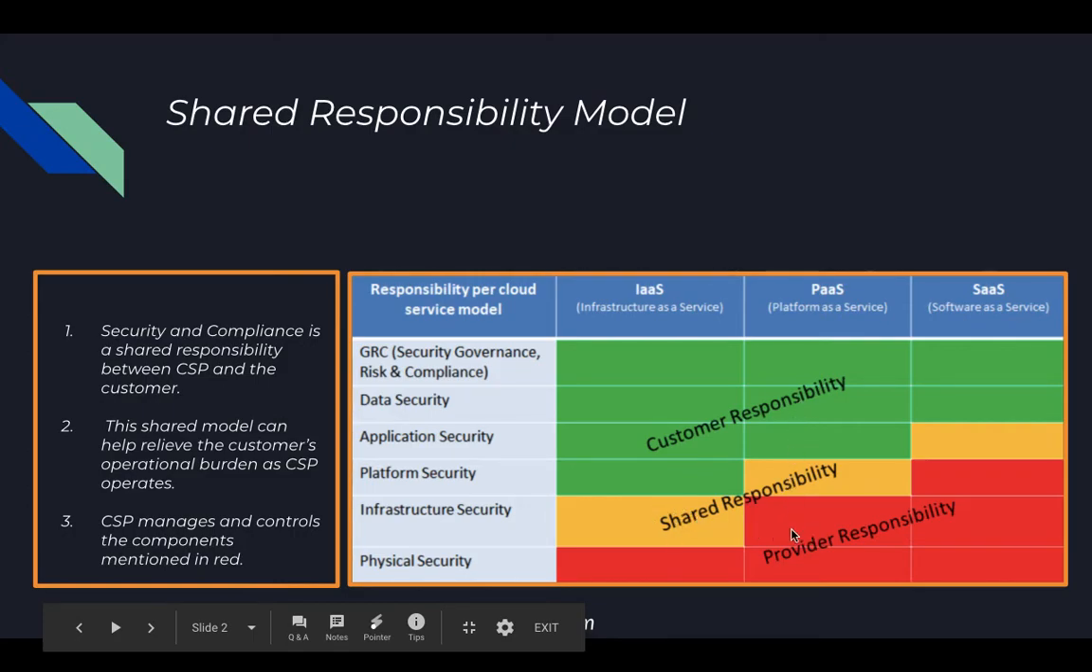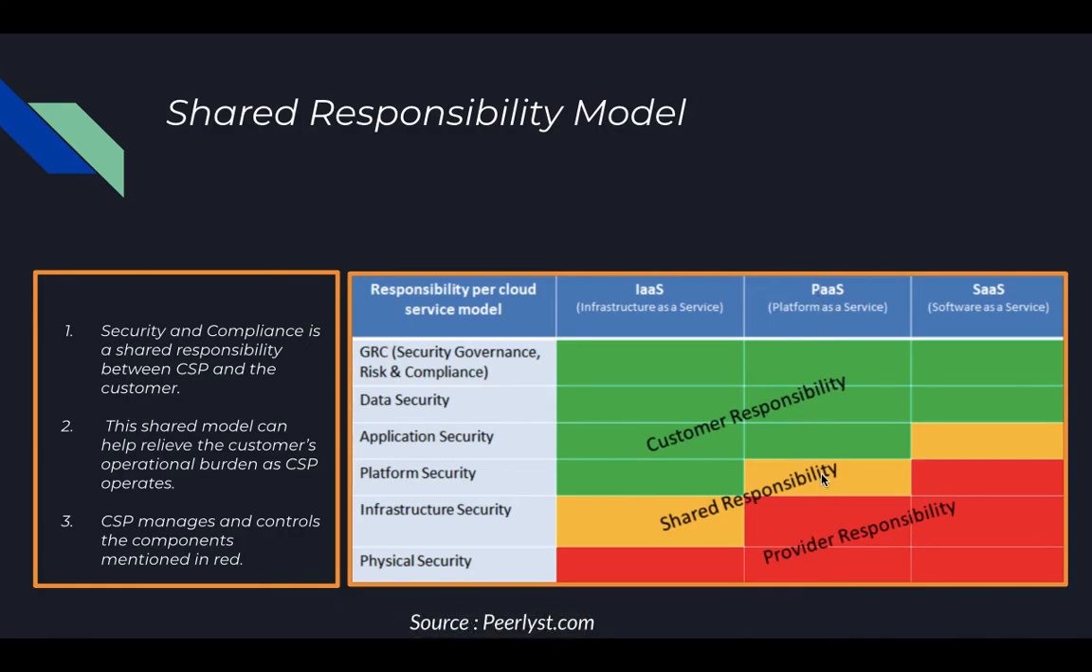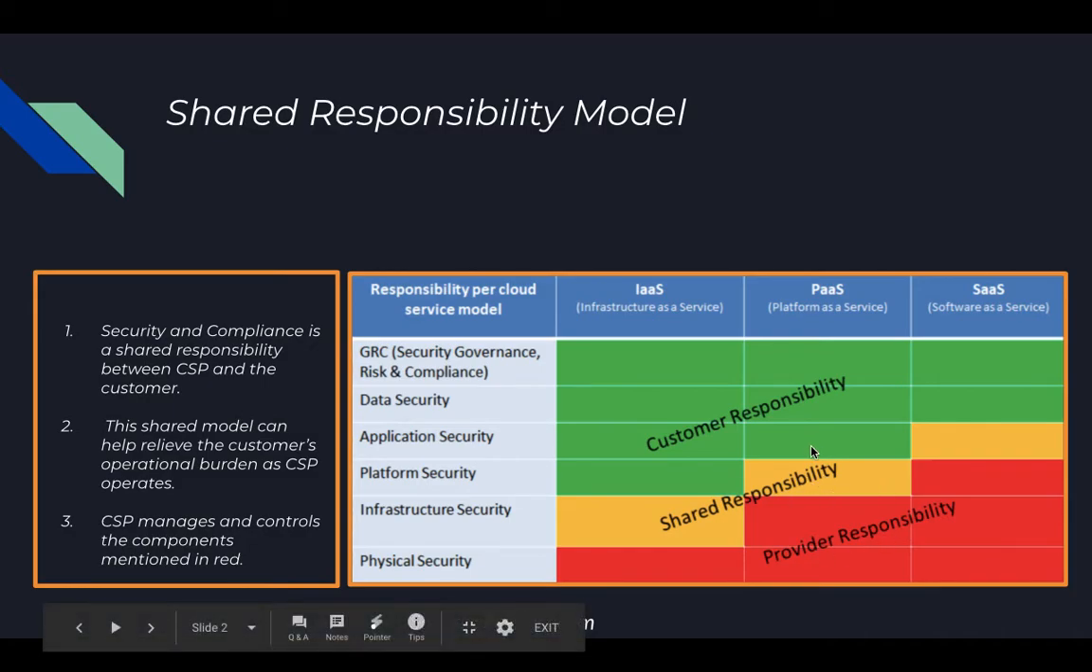In the case of platform, similarly, the infrastructure becomes the responsibility of the cloud provider or CSP. In the case of platform as a service, having a platform is a shared responsibility. Like if you get an RDS instance or a database, giving you a base infrastructure where you can have your database setup is the responsibility of the CSP. But having proper access control on the database, and integrating your database with Active Directory, that is your responsibility or a shared responsibility.